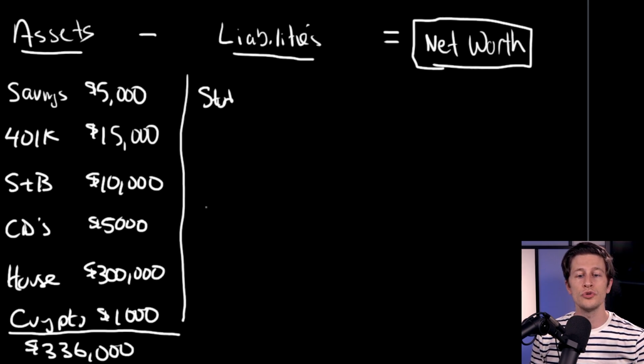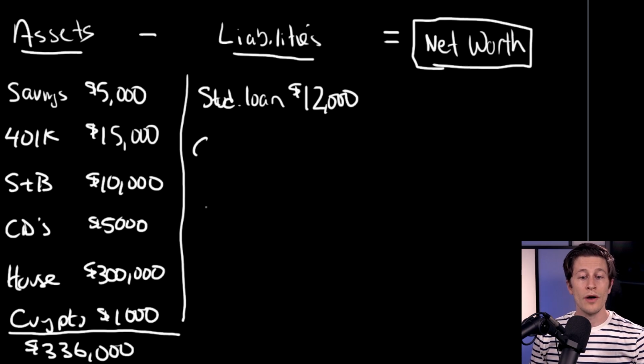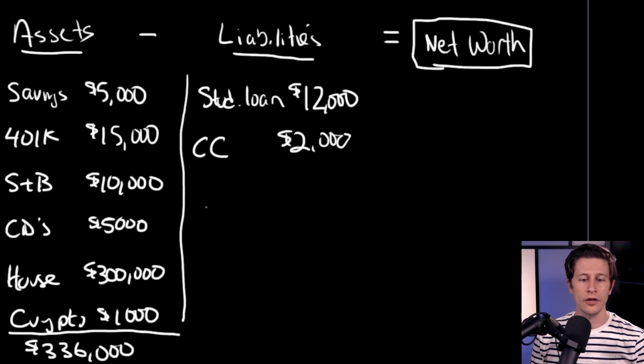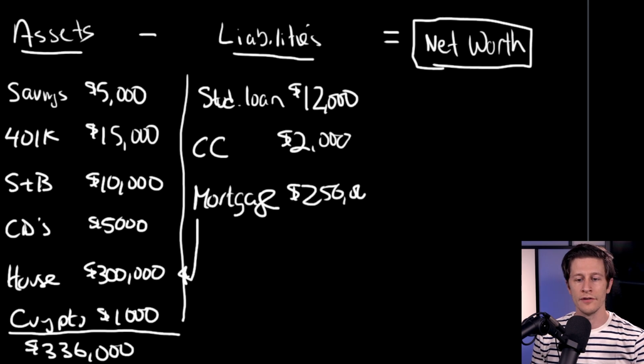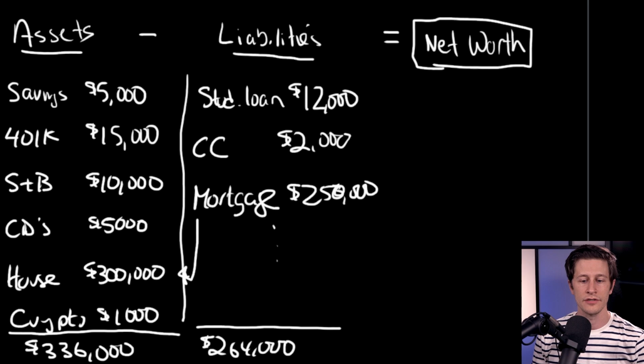Let's say student loan. Imagine that you have $12,000 of student loans. You have a credit card, and let's say there are $2,000 on your credit card. And then, yes, you have that mortgage, which is, of course, linked to this property. That's okay. And you owe $250,000 on the mortgage. Great. So we now know your total liabilities. Well, it's 14 plus 250. That's 264. So you have total liabilities of $264,000.